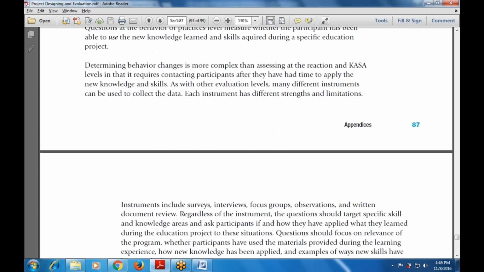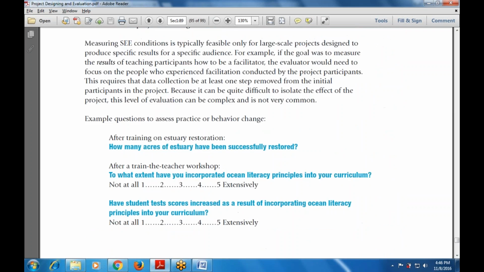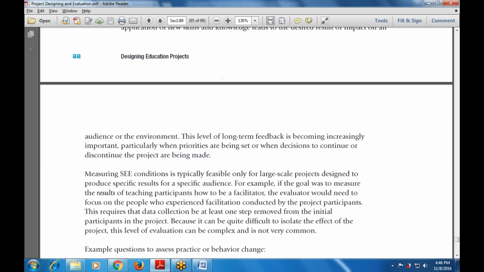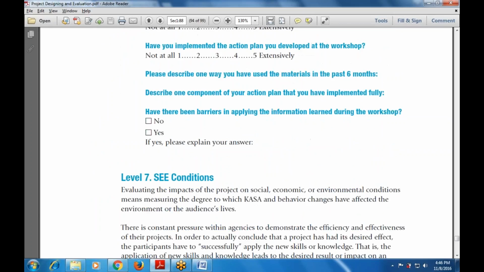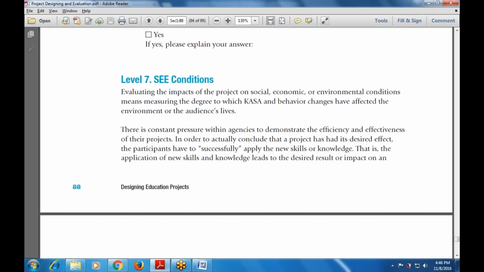So this is level number 6, that is, what are the various factors of the behavior change. Level number 7 is SEE changes, in the sense of whatever data or information is acquired. Whenever we are evaluating the impacts of the project on the social, economic or environmental conditions, that means basing on the degree to which KASA (knowledge, attitude, skills, aspiration) and the behavior changes have affected the environment or the audience's lives.